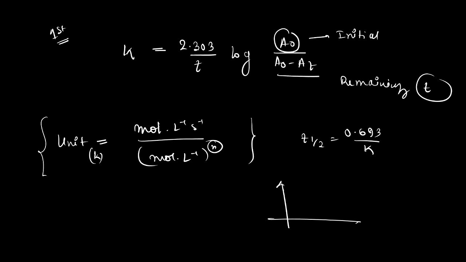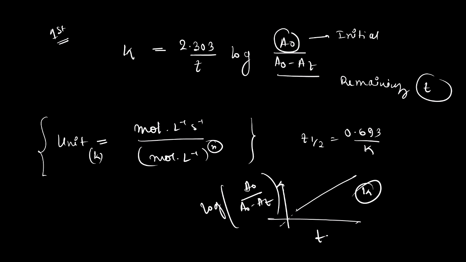So if we plot log of A0 by A0 minus At versus t, how will it look like? It will be a straight line passing through the origin with the slope of K. So that will be the plot. Like this way, various plots we can get.